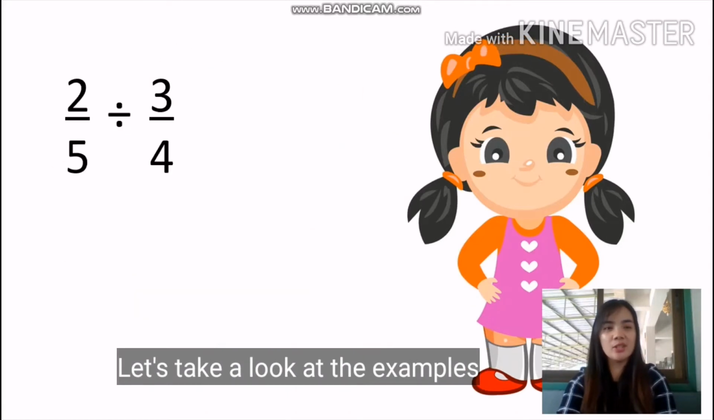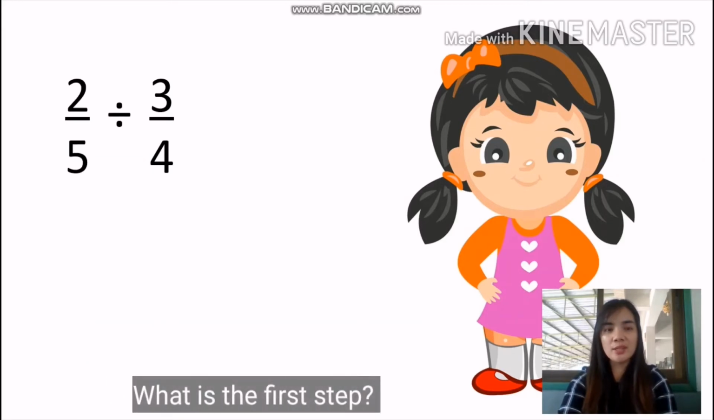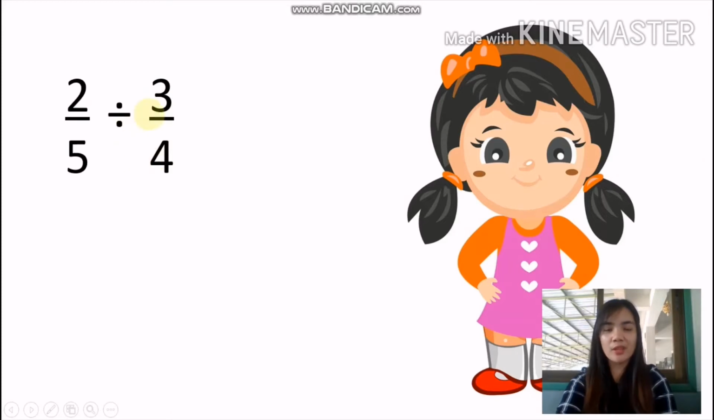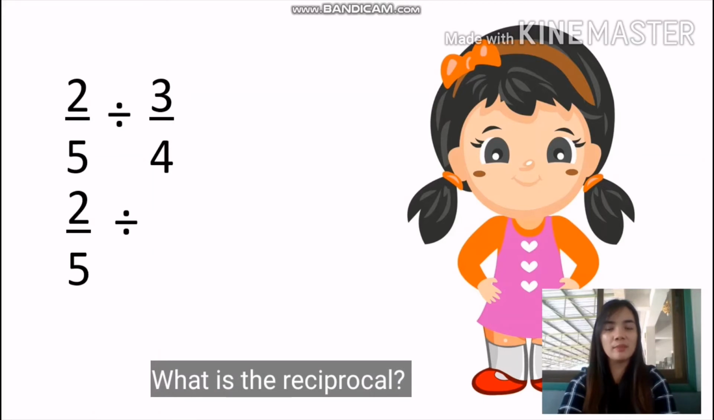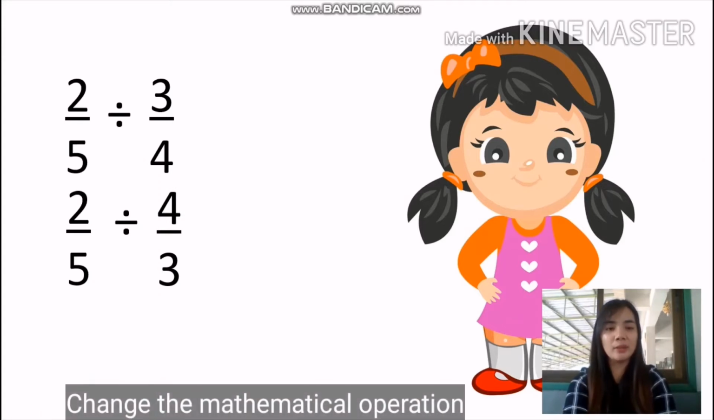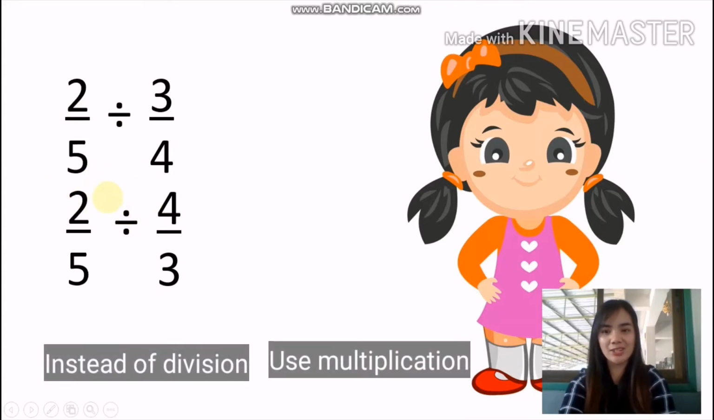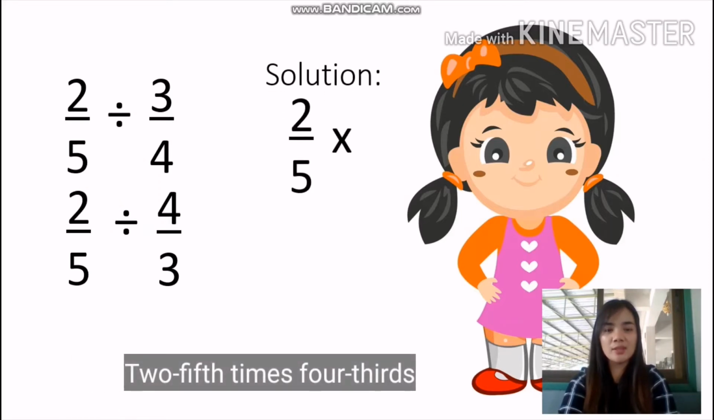First we have 2/5 divided by 3/4. What are we going to do first? We need to find the reciprocal of the second fraction. So we need to find the reciprocal of 3/4. So we have 2/5 divided by, what is the reciprocal? We can just flip this fraction. So it is 4/3. Then we change our mathematical operation. Instead of division, we're going to change it into multiplication. So we have our solution, 2/5 times 4/3.